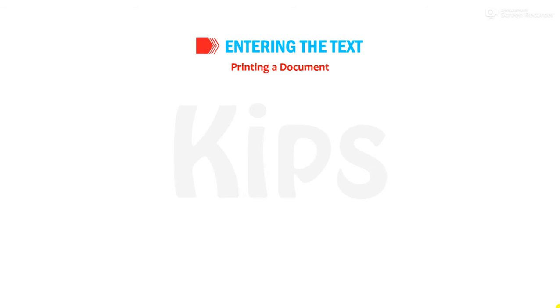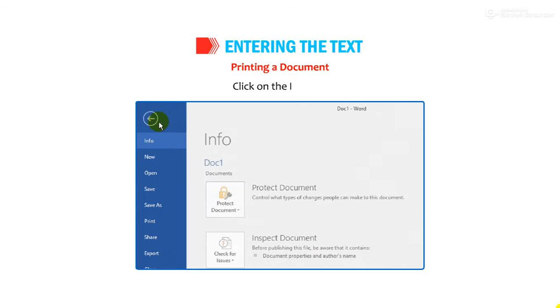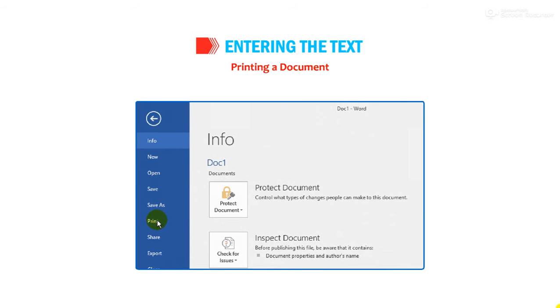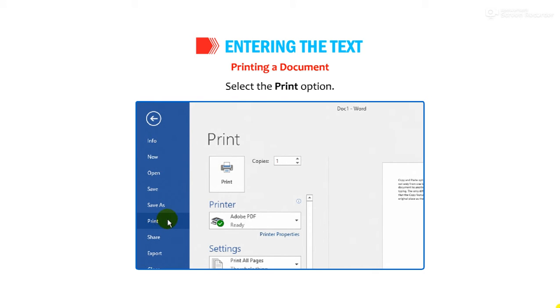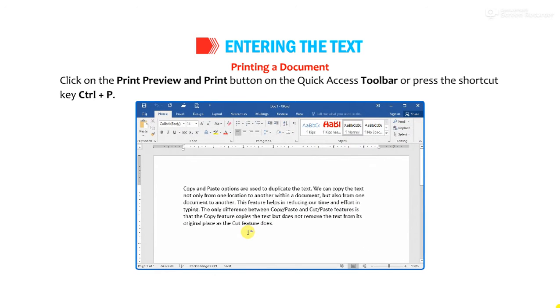Now we shall quickly learn how to print a document. Number 1, click on the File tab. Number 2, select the Print option. Now it's time for a tip. Click on the Print Preview and Print button on the Quick Access toolbar or press the shortcut key Ctrl+P.